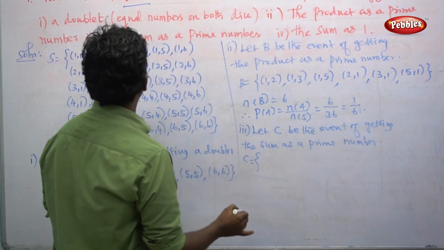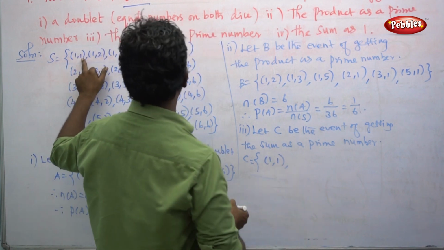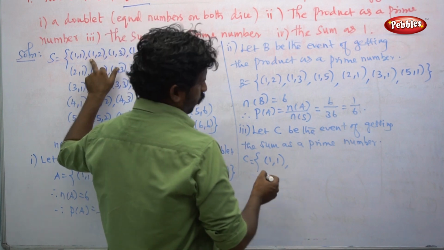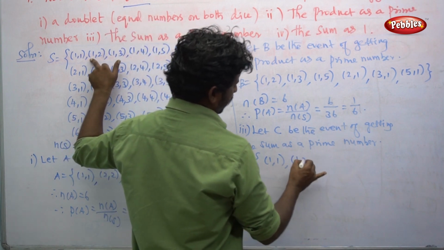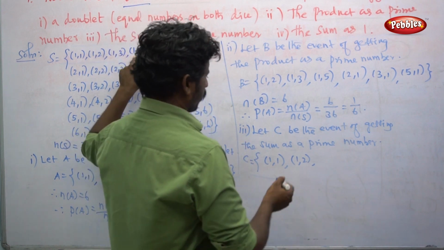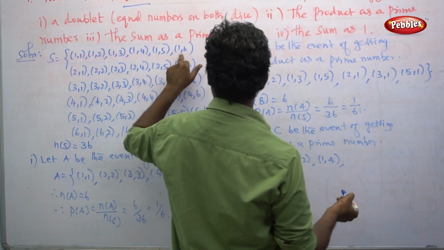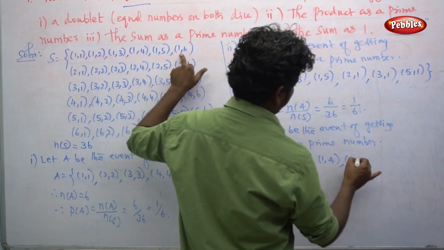C is equal to 1 plus 1, which gives 2, right? So 2 is a prime number, so we take 1 comma 1. 1 comma 2 adds to 3, a prime number. So 1 comma 2. 1 comma 3 gives 4. 1 comma 4 gives 5, right? So 1 comma 4. 1 comma 5 gives 6. 1 comma 6 gives 7.